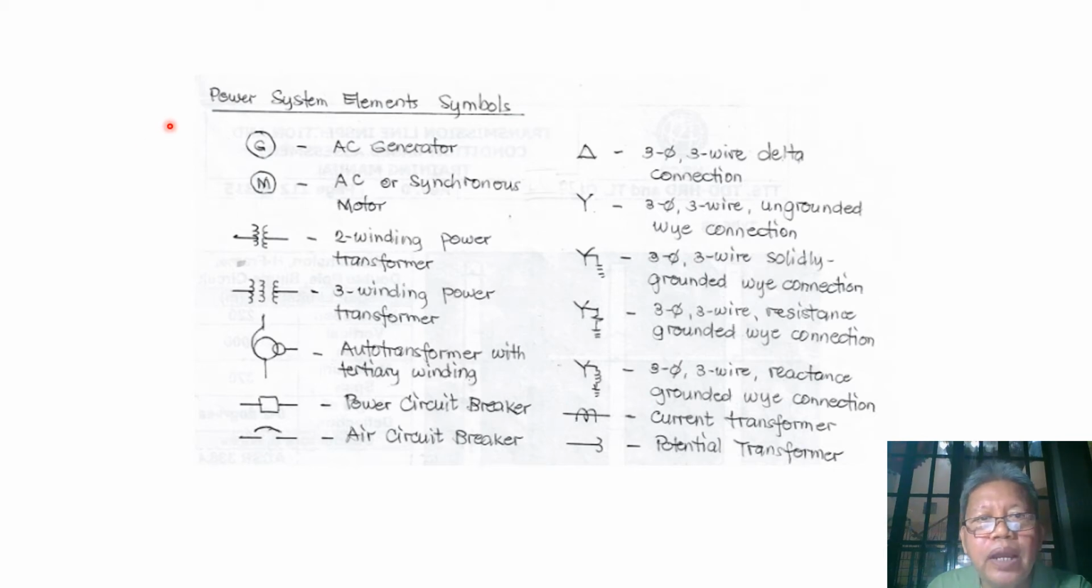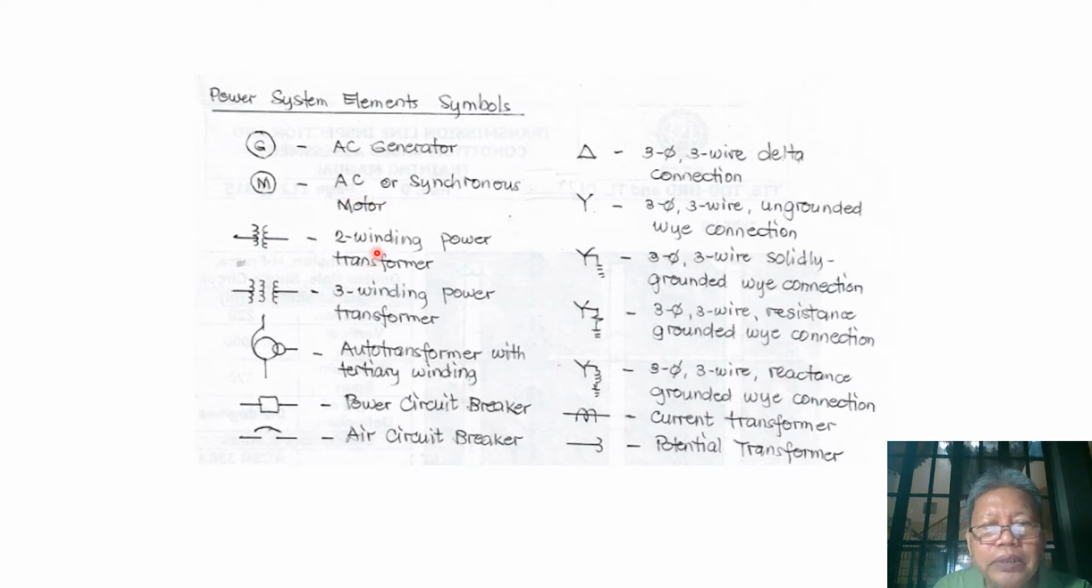Hello everyone. Our next topic is about single line diagrams and impedance diagrams. First we have to consider the common symbols for our elements. For example, an AC generator can be represented by a circle and we write G inside. And if we have a synchronous motor, again it is represented by a circle and we write M. So this may represent our synchronous motor.